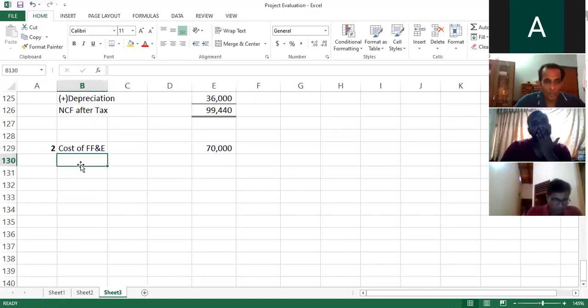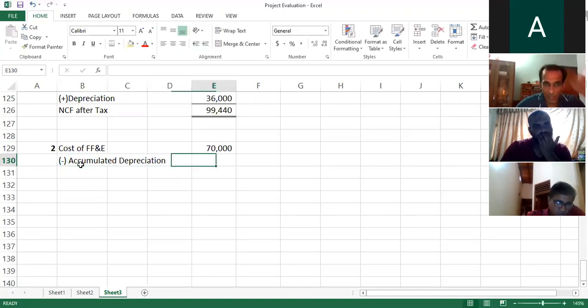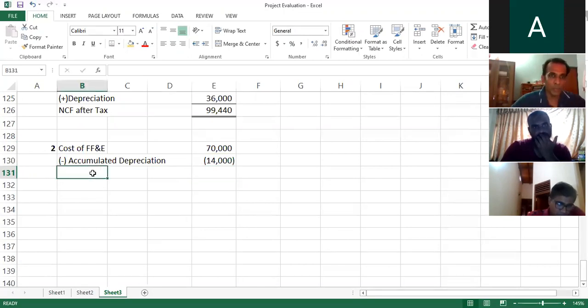Then from that we need to deduct what? Accumulated depreciation, the total amount that has been depreciated so far. So what is the accumulated depreciation? The depreciation policy is given very clearly: the depreciation rate is 10%, and the policy is straight line. So that means accumulated depreciation is 14,000, because 10% per annum for 2 years. So accumulated depreciation is 14,000.